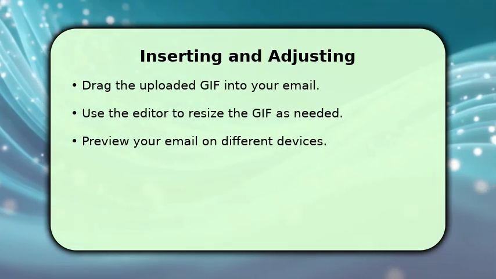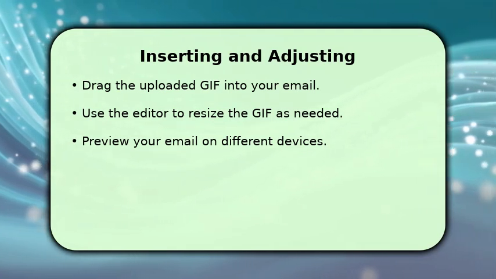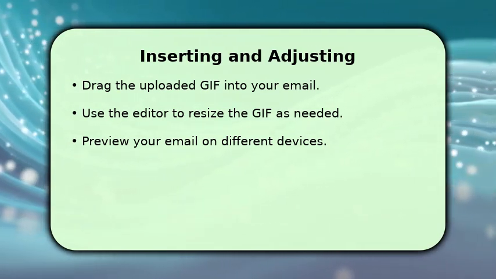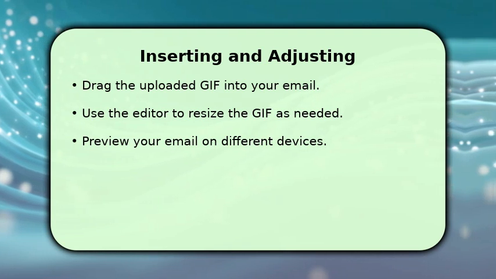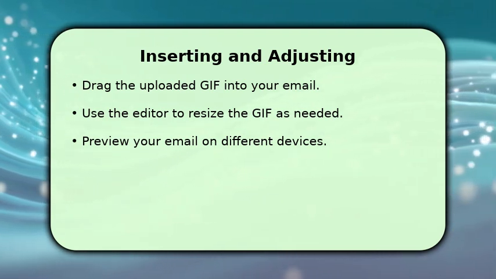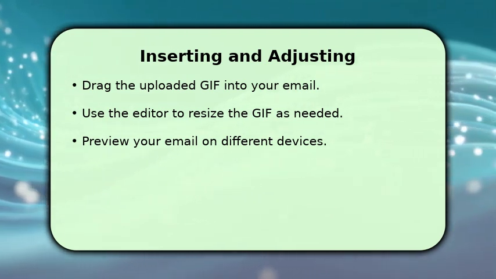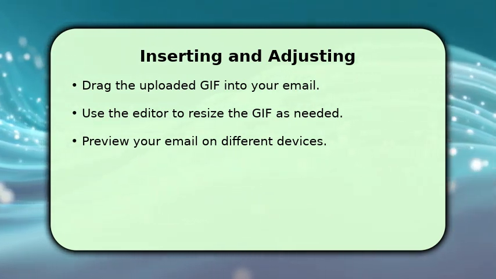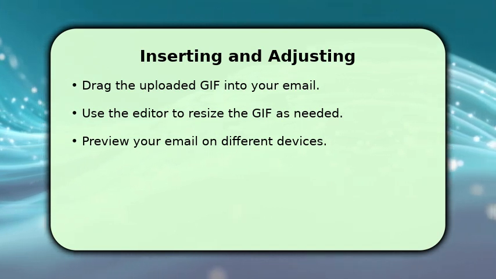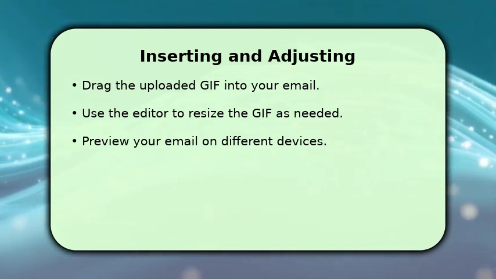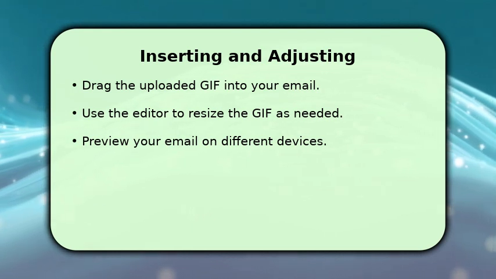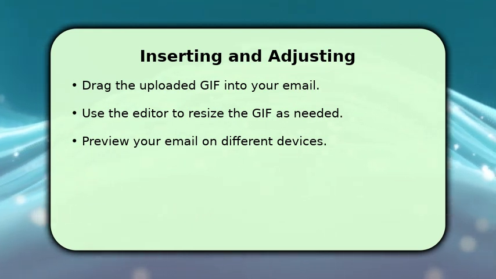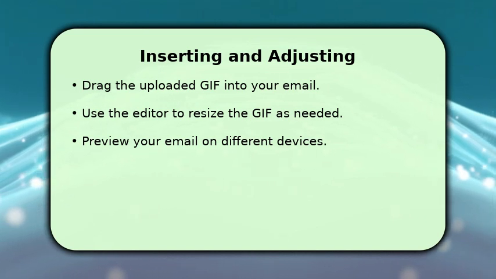Once your GIF is uploaded to the Content Studio, simply drag and drop it into the desired location within your email template. You can then use Mailchimp's built-in editor to adjust its size and alignment to fit your design perfectly. Always preview your email across various devices to ensure the GIF displays correctly and looks great for all recipients.